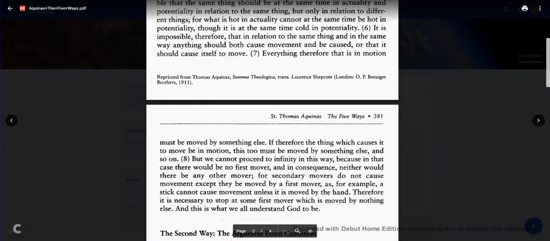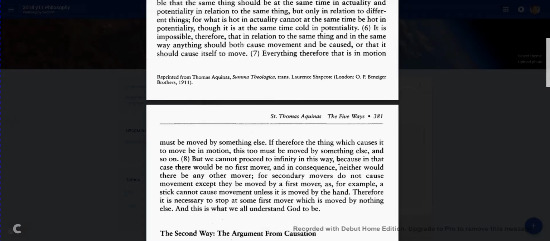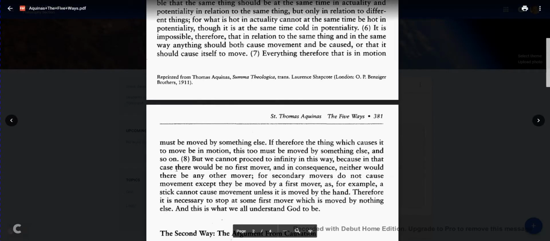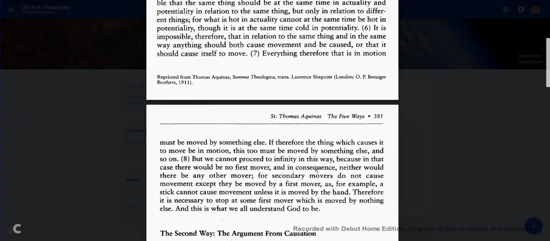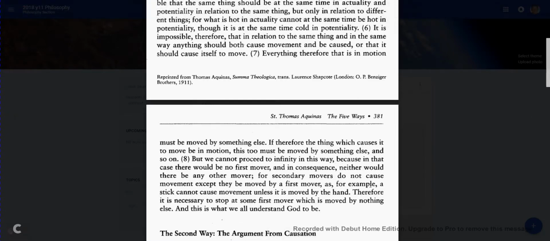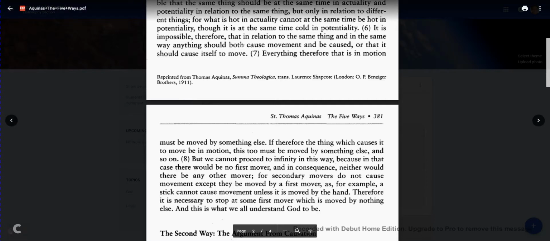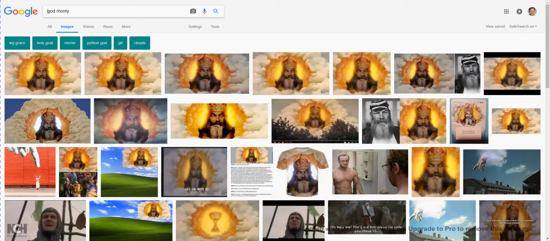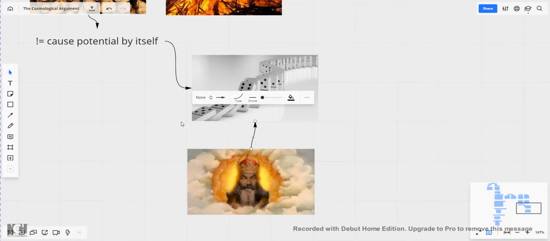So let's see if we're correct, right? And it goes on, but we cannot proceed for infinity in this way. Something has to be the first cause, because in what case would there be no first mover? And in consequence, neither would there be any other mover, for secondary movers do not cause movement except by being moved by a first mover. As, for example, a stick cannot cause movement unless it is moved by the hand. Therefore, it is necessary to stop at some first mover, which is moved by nothing else. And this is what we understand to be God. So God created the very first movement, or God tipped down the first domino and made all the other dominoes fall afterwards.